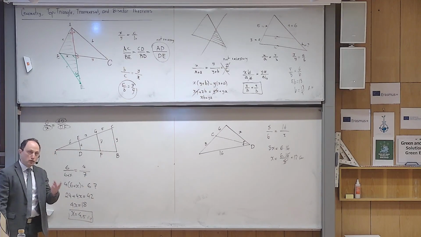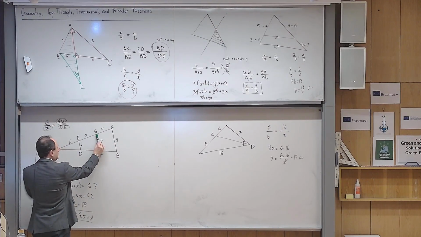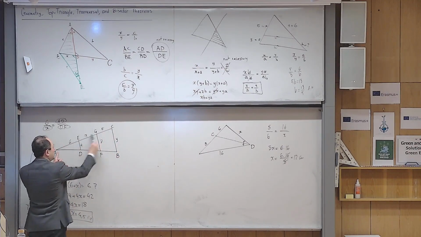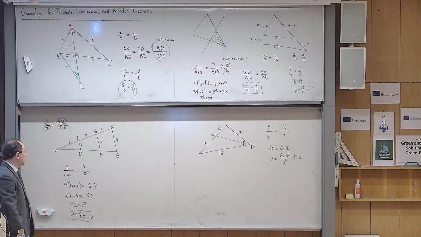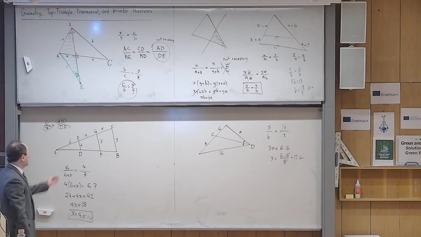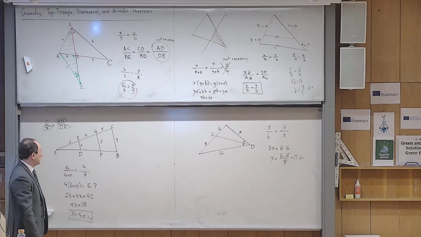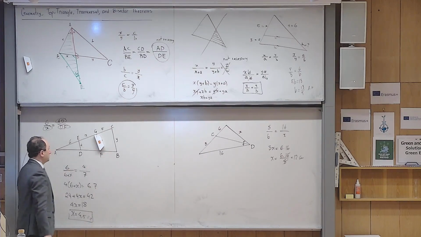For y, you have two alternatives. You can ignore this line, consider this one and the bigger one. Or you can consider this one and the bigger one. That's up to you. So which one do you prefer? I would prefer the smaller one and the bigger one, because I have fewer unknowns. So in this case, ignore this in your head.